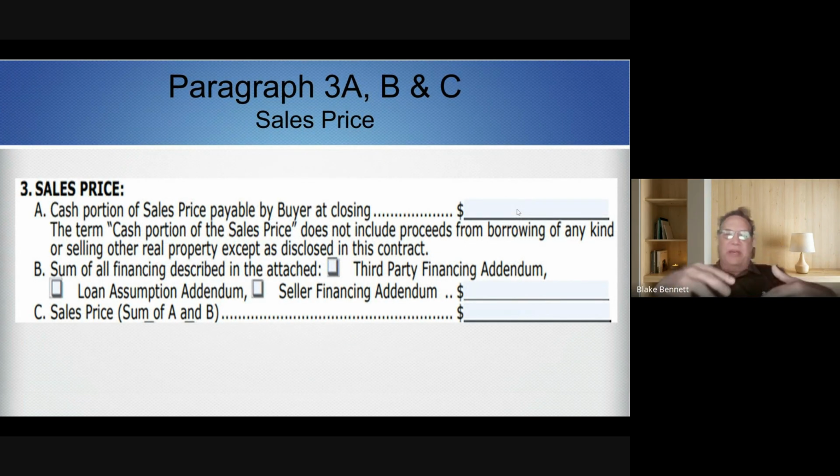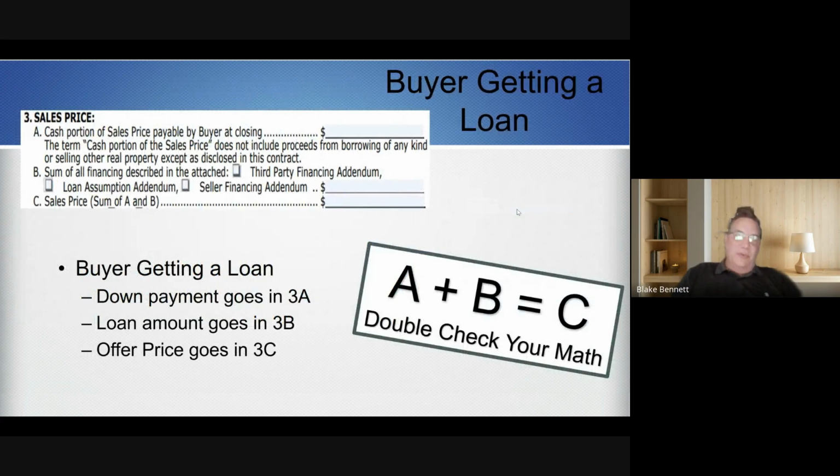Paragraph 3A, B, and C, sales price. This one, I'm sure that y'all don't have a problem with, but we're going through each paragraph. We'll just go through this one real quick. As you know, down payment goes in 3A. The loan amount goes in 3B, and the offer price is in 3C. And A plus B have to equal C.